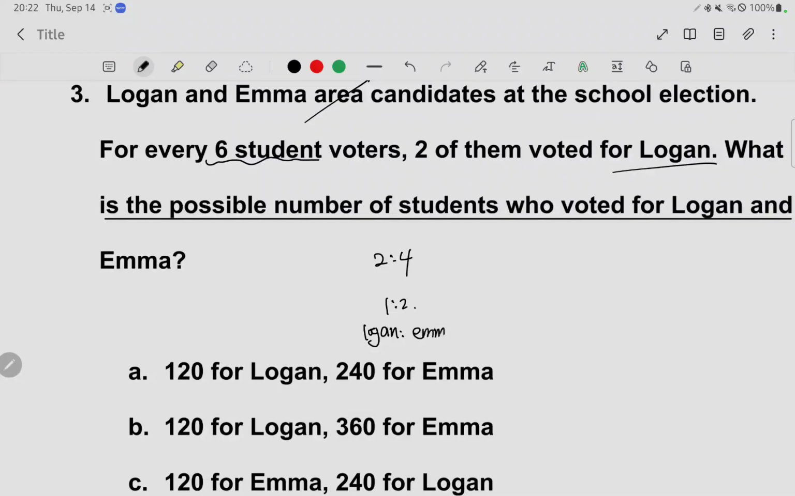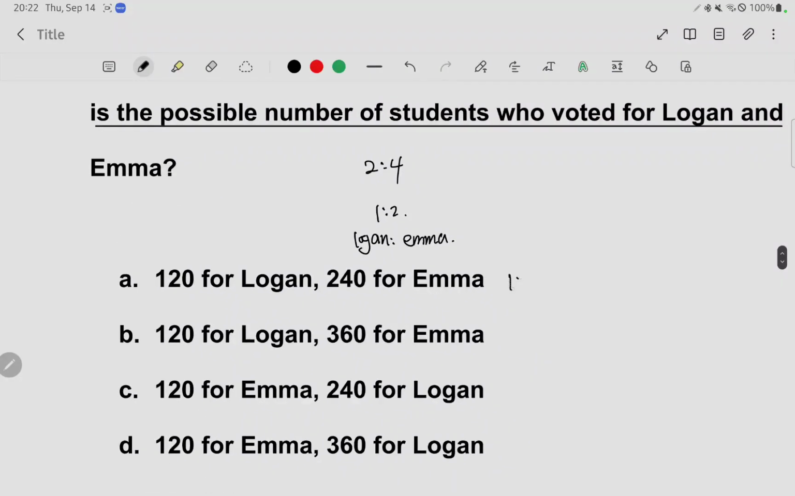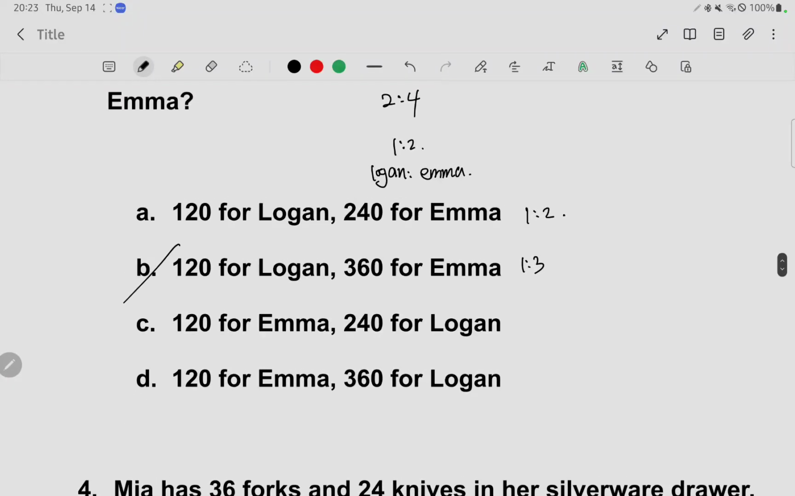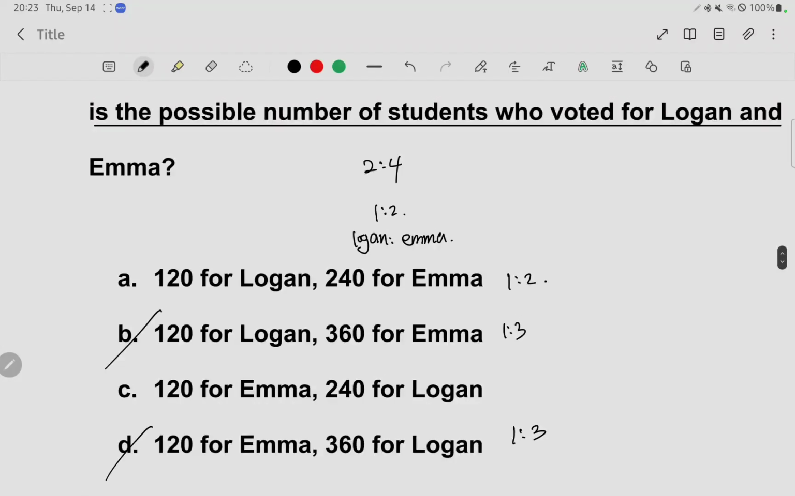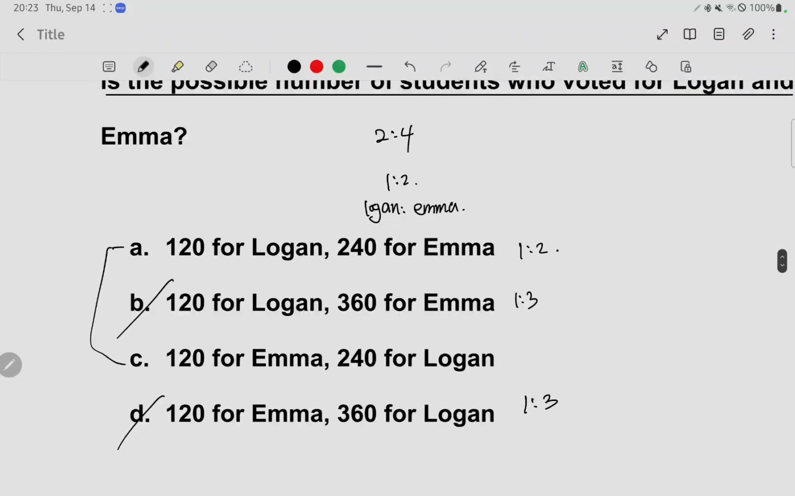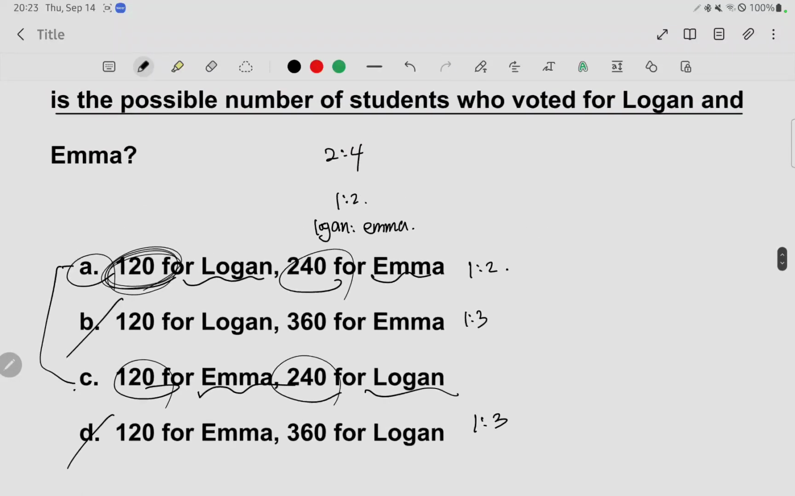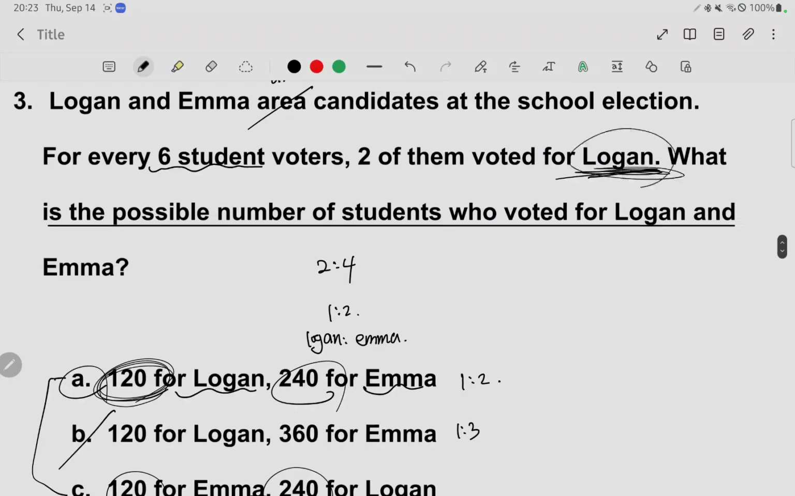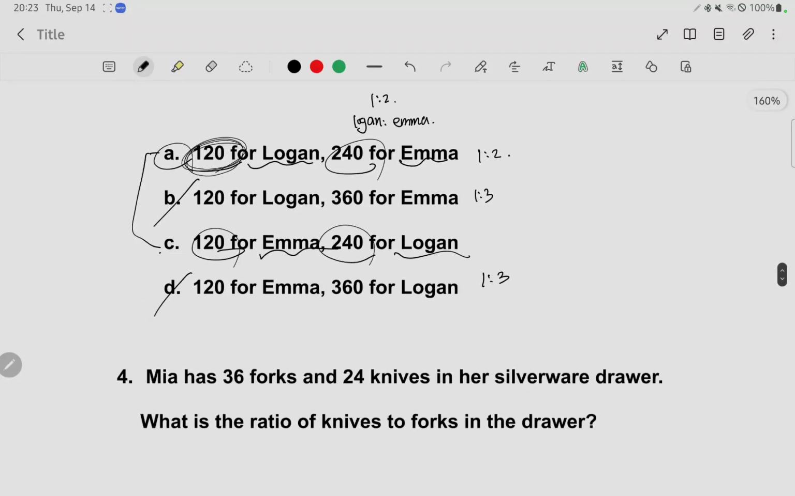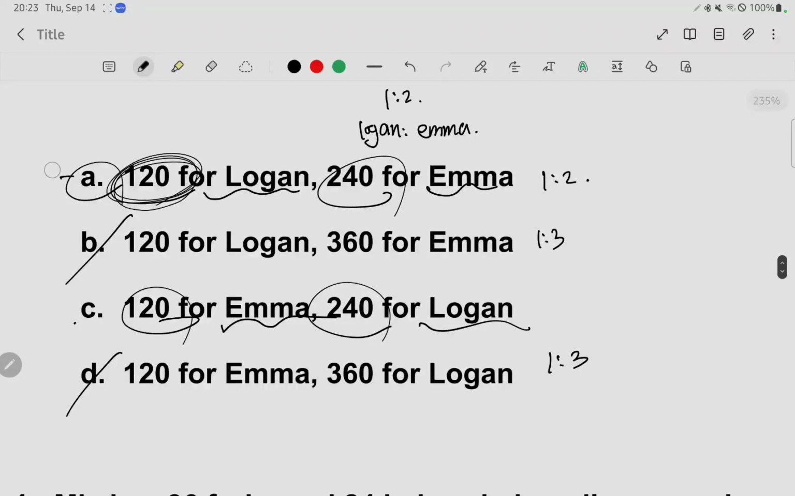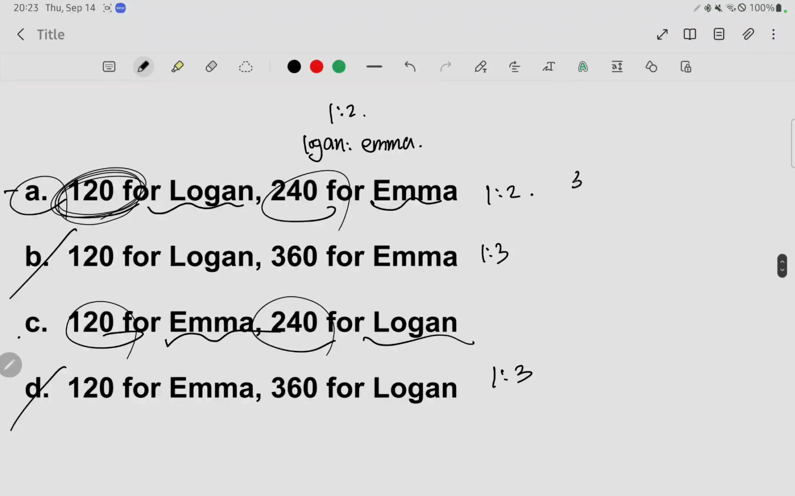will be Emma. So we're just going to look for a 1 to 2 ratio, and since B is 1 to 3, it's not going to be B. And then D is also 1 to 3, so it's not D. And then if you look at the answer choices A and C, in A, Logan gets a lower vote compared to Emma. And if you look at C, Emma gets a lower vote compared to Logan, which is not true, because Logan's the one who gets the lower vote. So it'll be A. The correct answer is going to be A, and then the total people who voted will be 360 people.